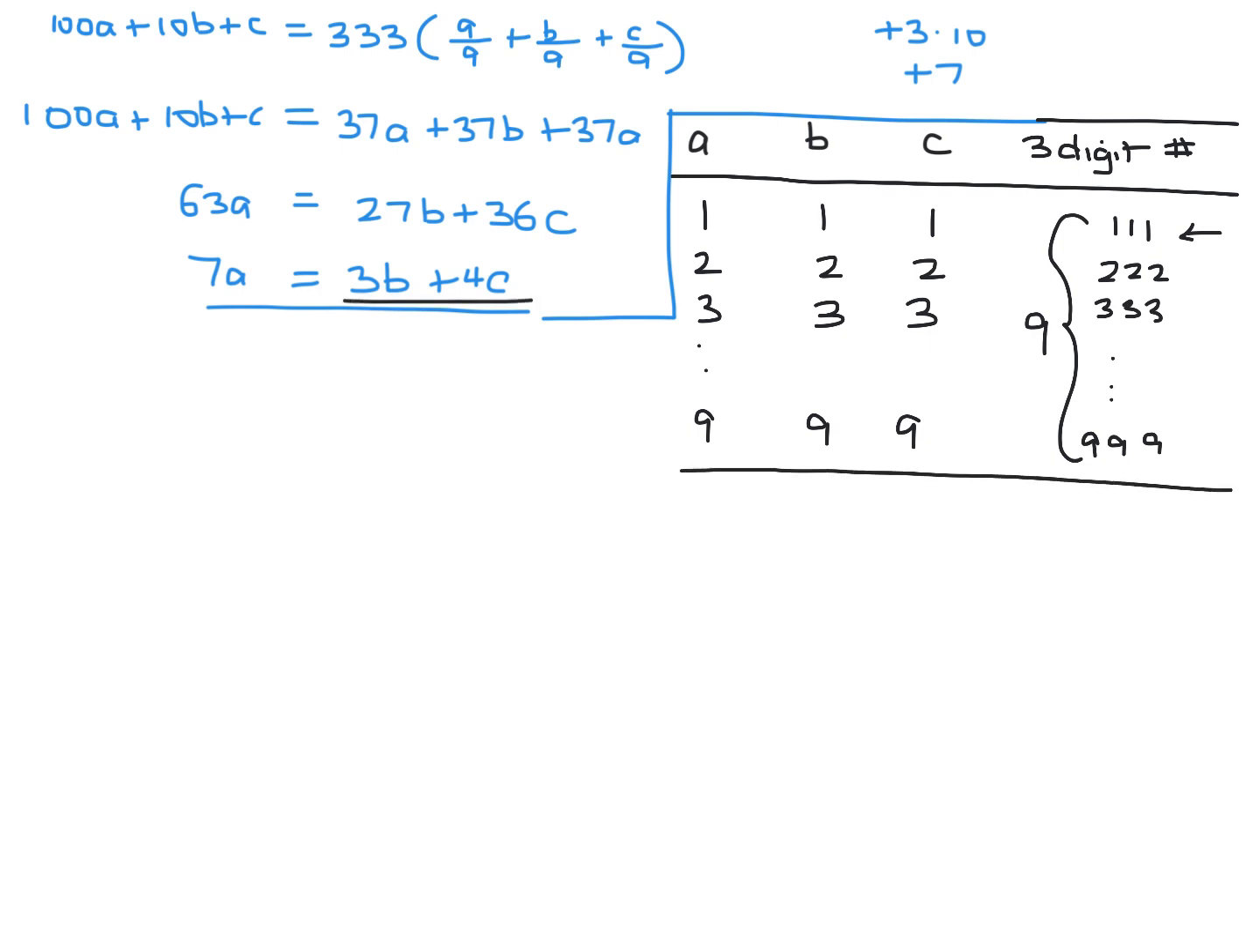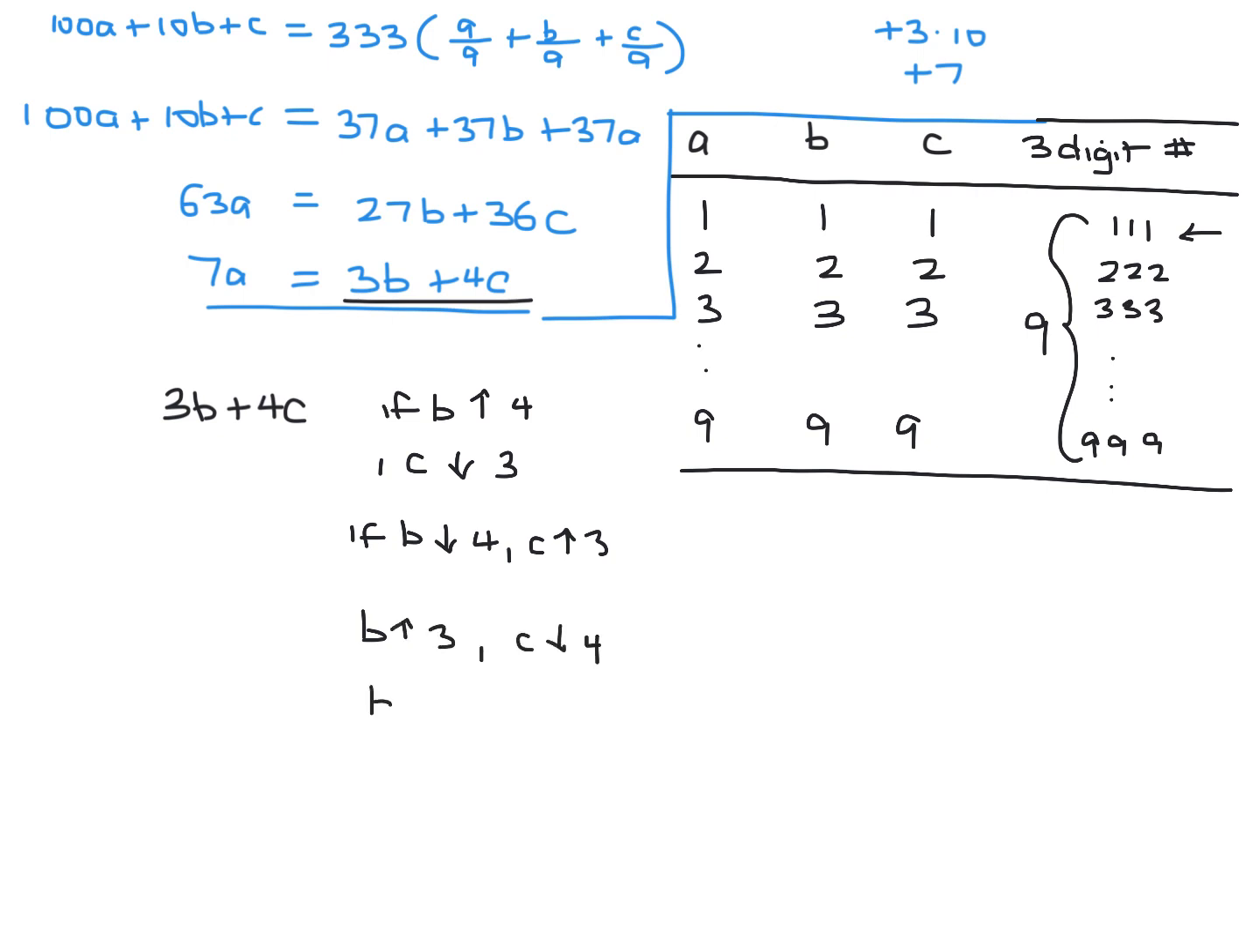I noticed that with the 3B plus 4C component of that equation, if the B goes up by a factor of 4, then the C would have to go down by a factor of 3, just based on the way that is written. Or if the B goes down by a factor of 4, the C would go up by a factor of 3. And very similarly, if the B goes up by a factor of 3, the C goes down by a factor of 4. If the B goes down by a factor of 3, the C can go up by a factor of 4. So based on that, I think I can get 4 more, with sort of the 555 as my starting point.